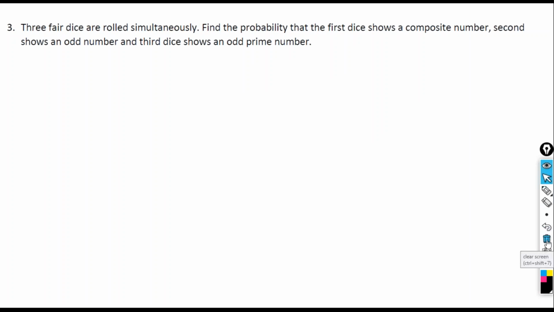Okay, now let's do it. Here it says three fair dice are rolled simultaneously. Find the probability that the first dice shows a composite number, the second shows an odd number, and the third dice shows an odd prime number.